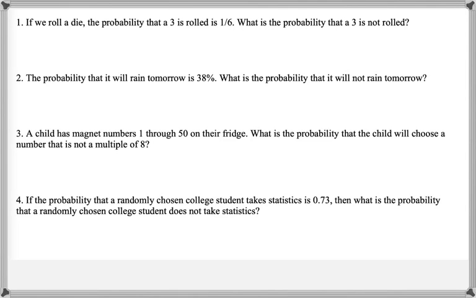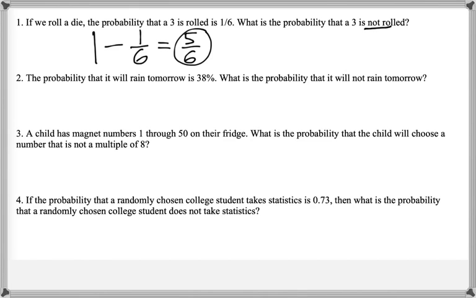If we roll a die, the probability that a 3 is rolled is 1/6. What is the probability that a 3 is not rolled? So this is a complement, and to find this we want to take 1 minus the probability that a 3 is rolled. So 1 minus 1/6, and this is equal to 5/6. And this should make sense because the other 5 sides of the die are different numbers.